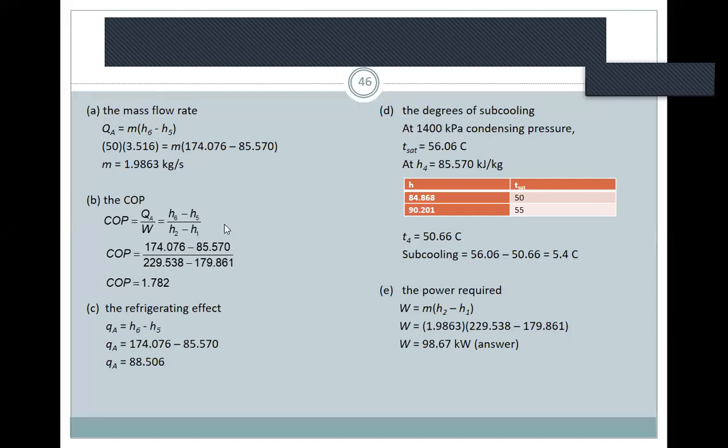Now B, COP. COP is equal to QA over W is equal to H6 minus H5 over H2 minus H1, or 174.076 minus 85.57 divided by 229.538 minus 179.861. COP is 1.72. Now, refrigerating effect is QA is equal to H6 minus H5, or 174.076 minus 85.57, or QA is equal to 88.506 kilojoule per kilogram.